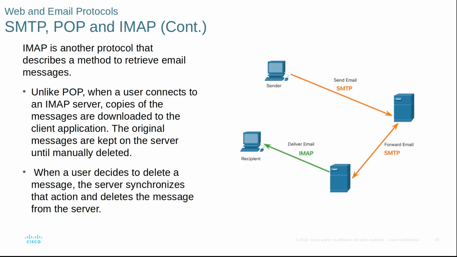IMAP, or Internet Message Access Protocol. I've messed up the acronym already. We talked about it earlier. It's another protocol for retrieving email. Unlike POP, when a user connects to an IMAP server, copies of the original message are downloaded. The original ones stay on the server until they're manually deleted.